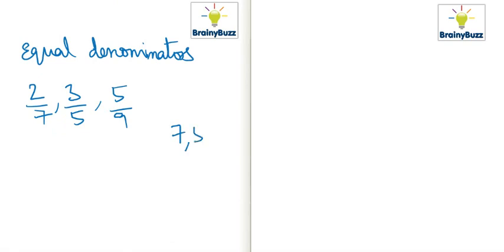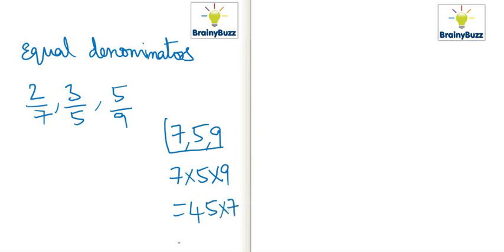Seven, five, nine. There is no common number or common factor, so the LCM is 7 × 5 × 9, which is equal to 315. First, 2/7. 315 is the LCM.